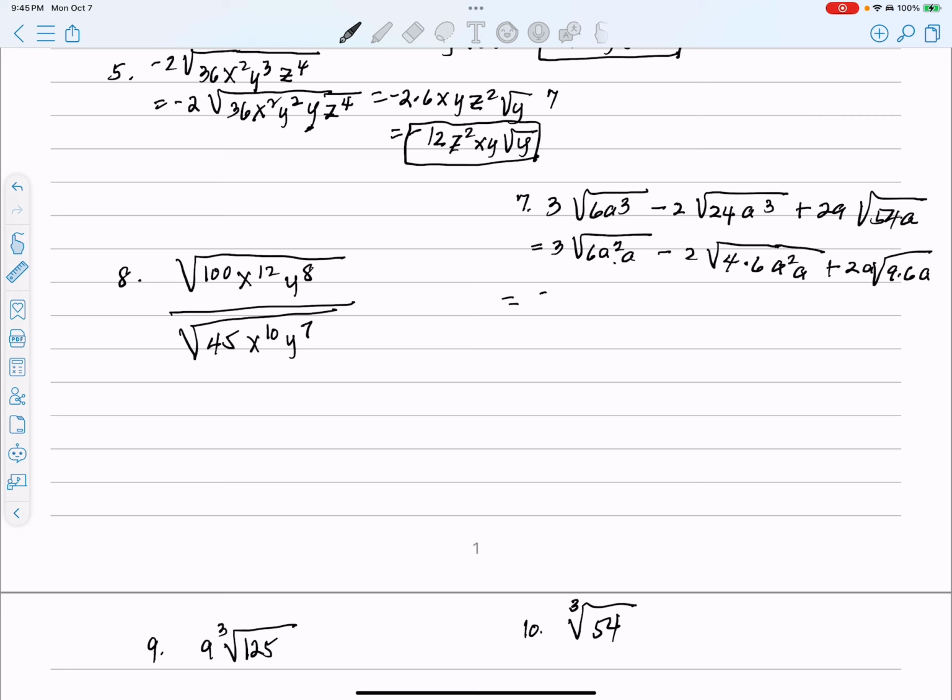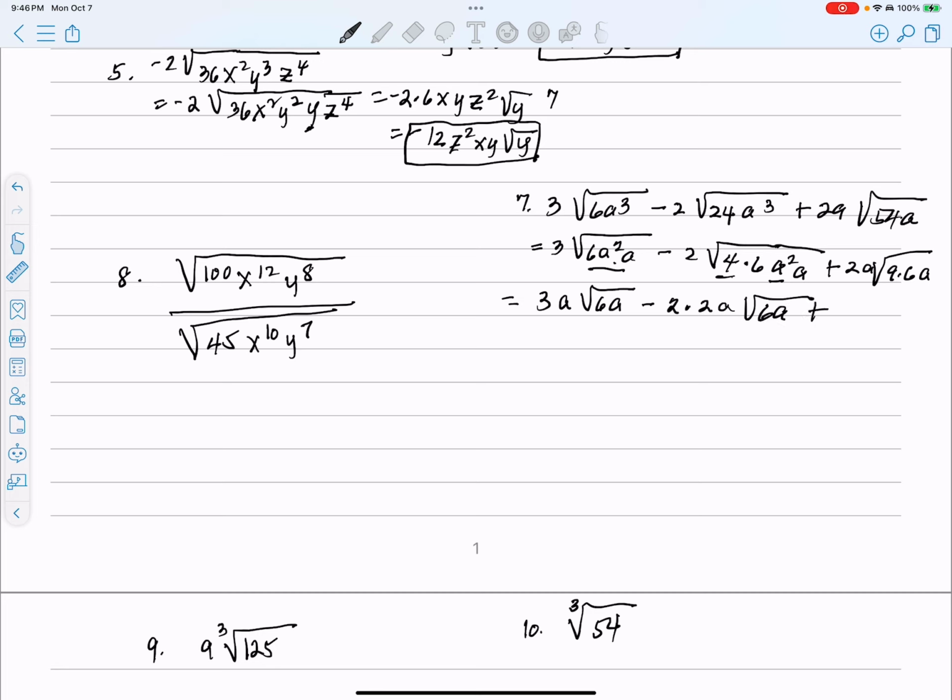3, what I can pull out from here is the square root of a squared, which is a. So what is left is 6a. Minus 2, what I can pull out as the perfect square is the square root of 4 and a squared. So that would be 2. Square root of 4 is 2. Square root of a squared is a. What is left is 6 and a.